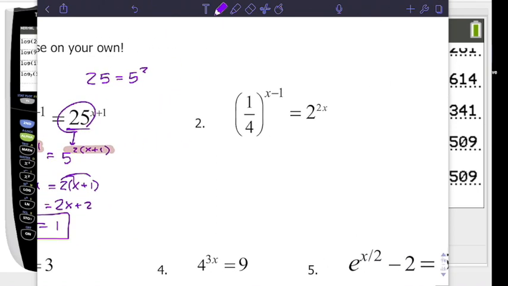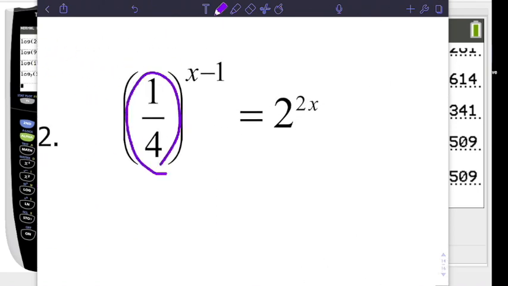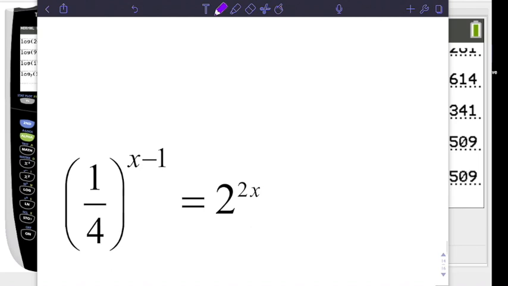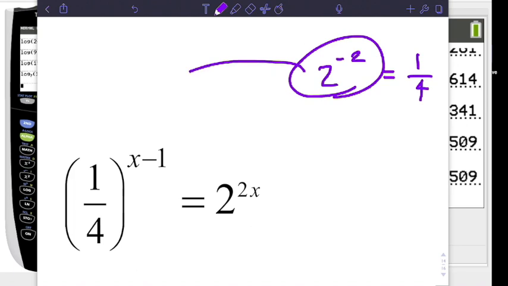Okay, number 2. Next one here, we got another one of those pesky fraction ones. So we need to see if we can rewrite this 1/4 as 2 raised to something. That'll be a negative exponent. If I just do -1, that'll make 1/2. So I need to do -2. So we're going to replace this 1/4 with 2 raised to -2.